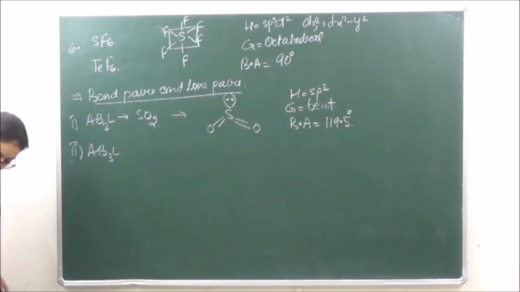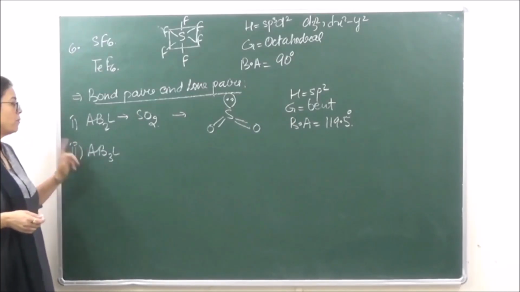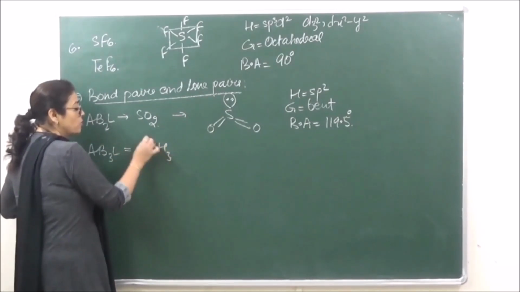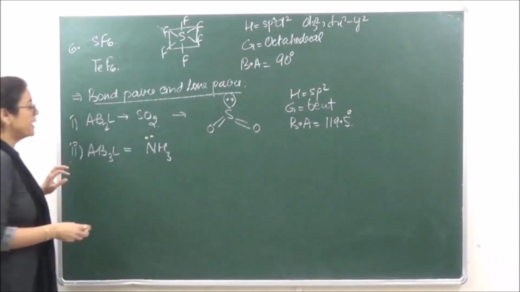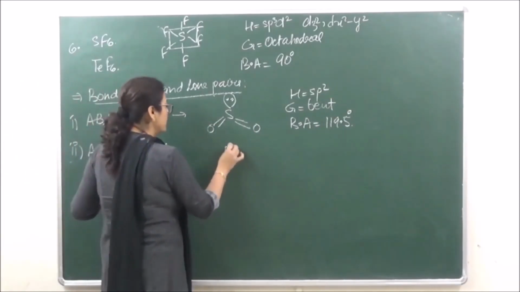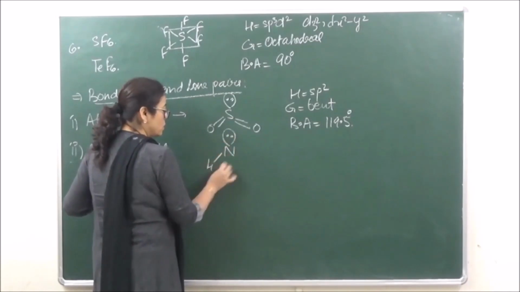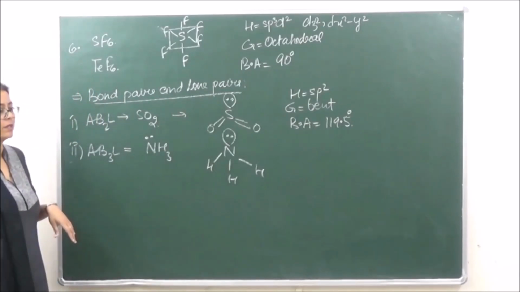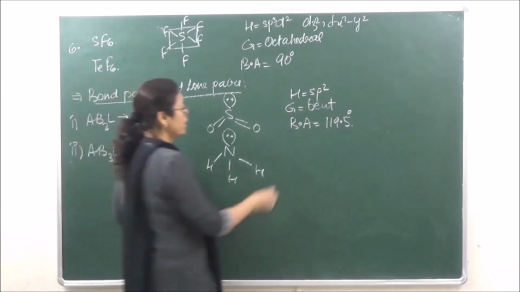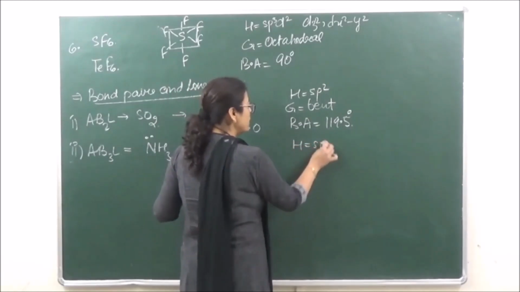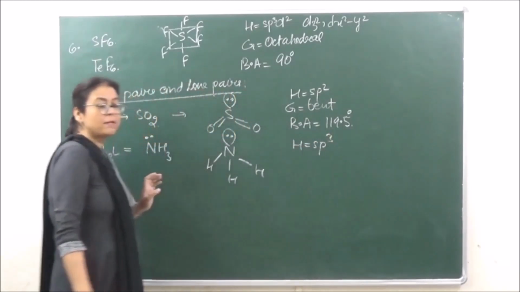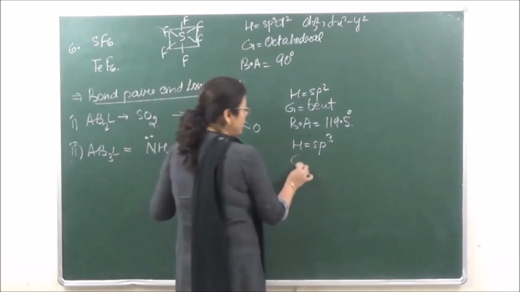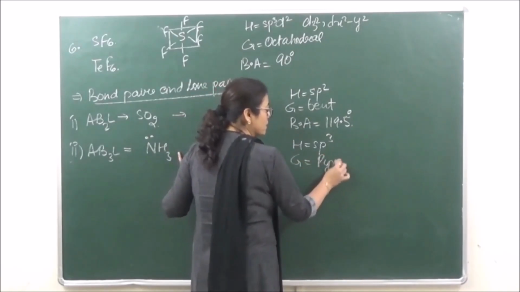AB3L. In AB3L there are going to be 3 bond pairs and 1 lone pair. Example which we can take over here is that of ammonia. Right? When we are looking at the shape of ammonia, this is how we will draw the molecule of ammonia. ठीक है? Now over here the hybridization of ammonia, that is sp3. So sp3 की जो shape होती है that should be tetrahedral, but the shape over here, the geometry over here is pyramidal.